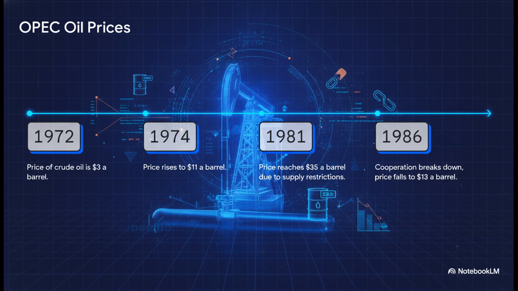But, as we've learned, cartels are super unstable. The temptation for individual members to cheat on their production quotas was just too overwhelming. They started secretly pumping extra oil to grab more profit for themselves, the cooperation totally fell apart, and by 1986, prices crashed all the way back down to $13 a barrel. The Nash equilibrium strikes again.